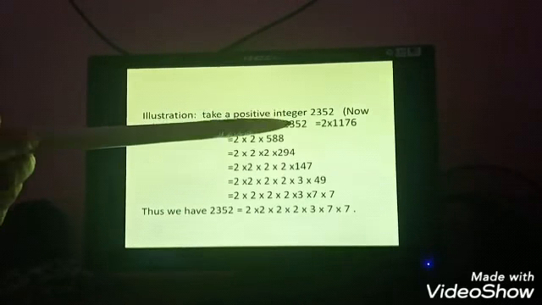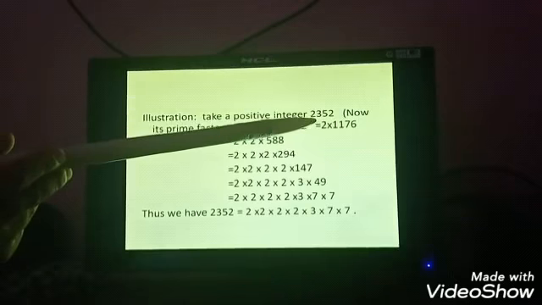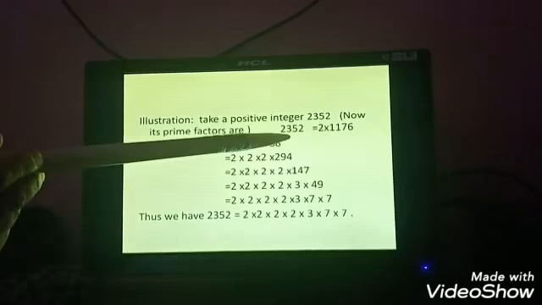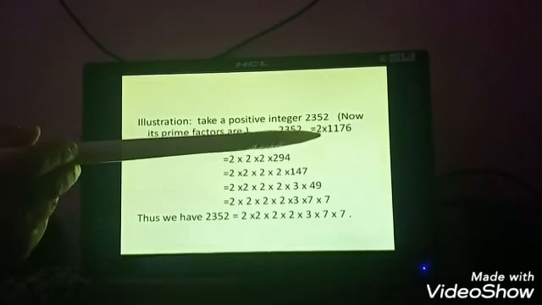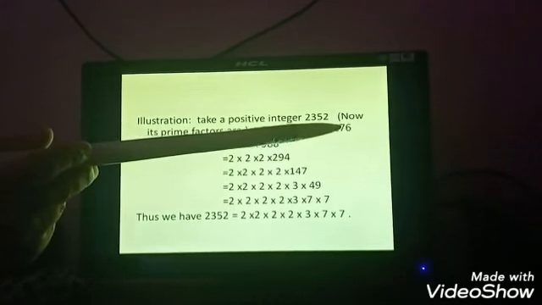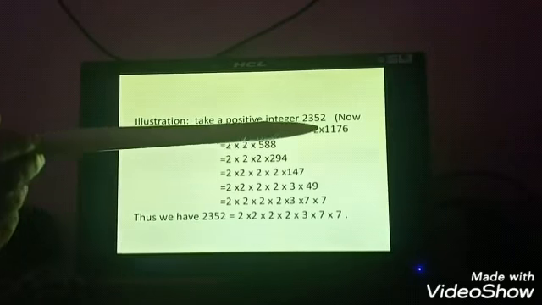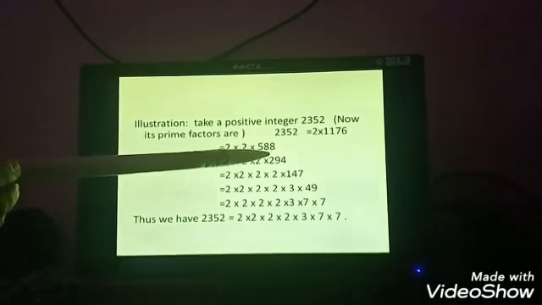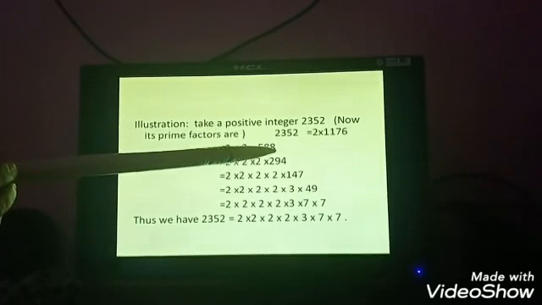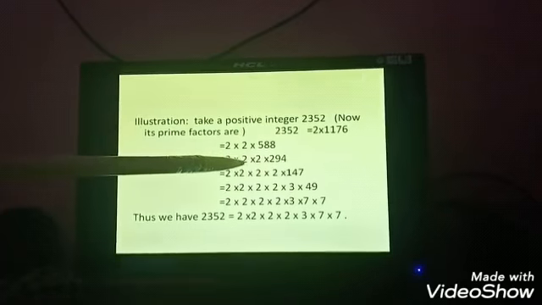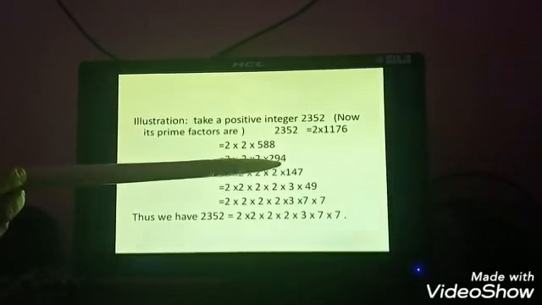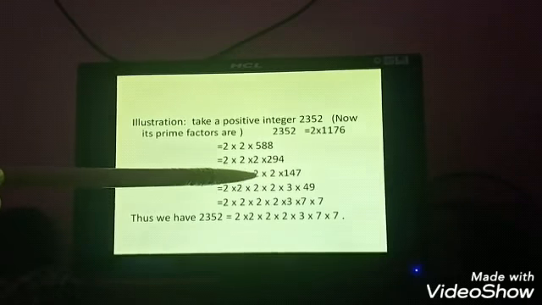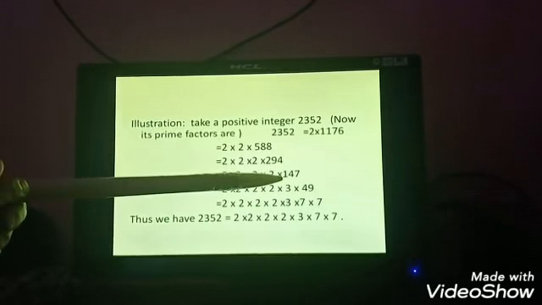Let us take a positive integer, 2352. Now its prime factorization is: 2352 = 2 × 1176. This 1176 can further be factorized. It is 2 × 588. This 588 can further be factorized. It is 2 × 2 × 2 × 294. Then it is once again to be factorized. It is 2 × 2 × 2 × 2 × 147.